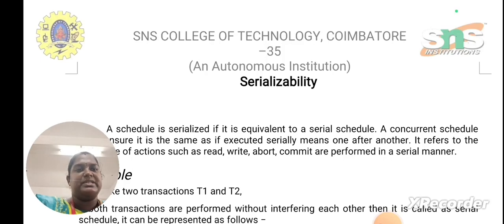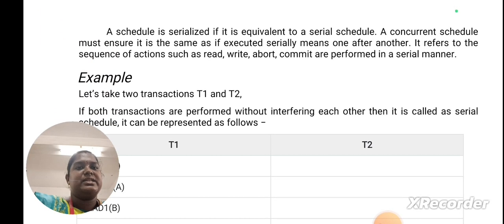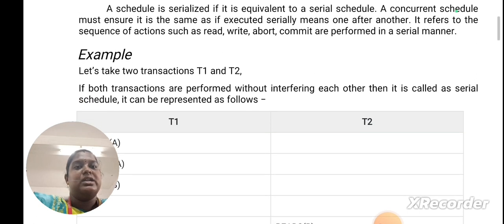Lecture based upon database management system. Now the topic is serializability. A schedule is serializable if it is equivalent to a serial schedule. A concurrent schedule must ensure it is the same as if it were executed serially, meaning one after another. It refers to the sequence of actions such as read, write, abort, commit being performed in a serial manner.